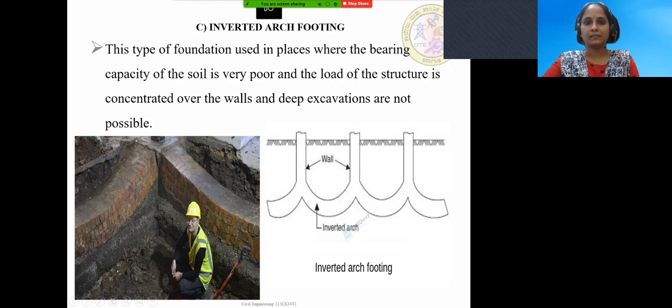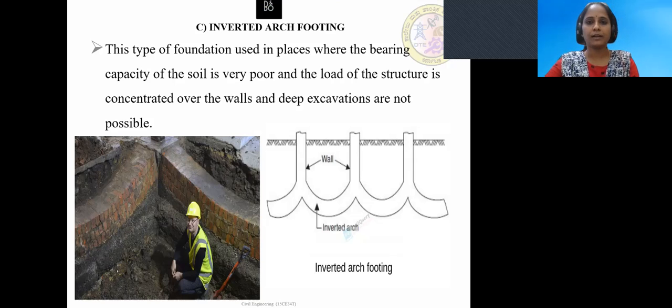Okay, I think by this you understood what is inverted arch footing. It is used when the soil has a low bearing capacity, and when a deep excavation has to be carried out, but a deep excavation is not possible.